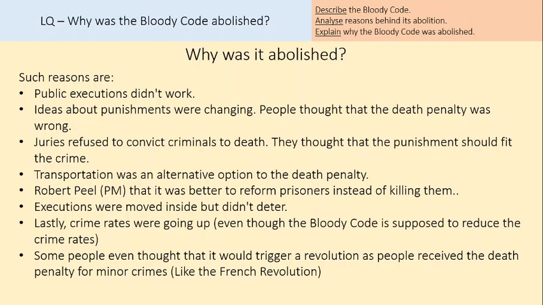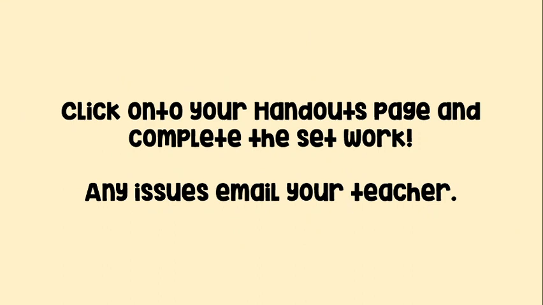So just a quick recap then. Bloody Code, introduced in 1723. Over 200 different crimes were given the death penalty. But actually, did it solve crime? Did it reduce crime? Fewer people were given the death penalty, but actually crime rates were still going up. So it wasn't effective at all, which therefore would lead to its abolition for these reasons on the screen right now.